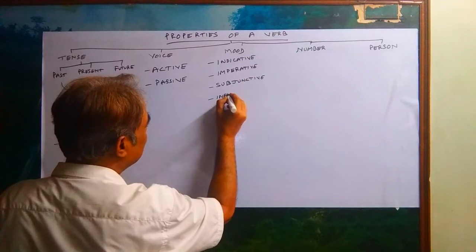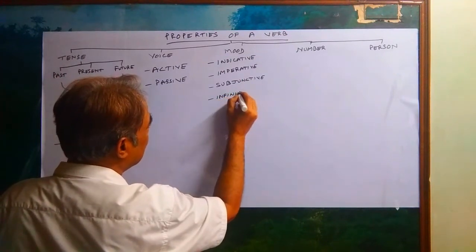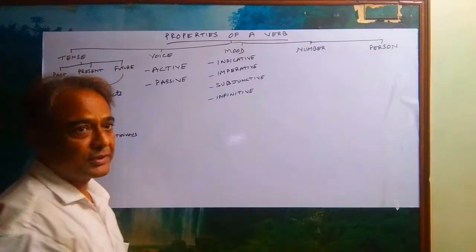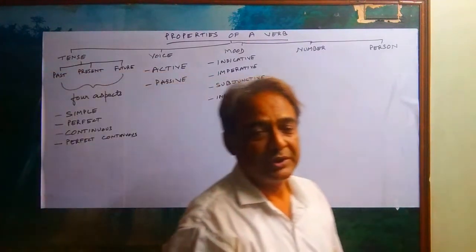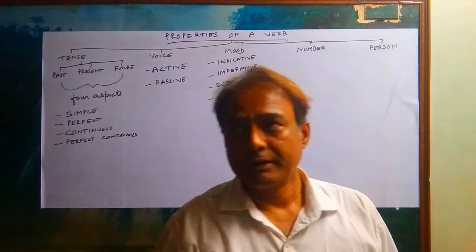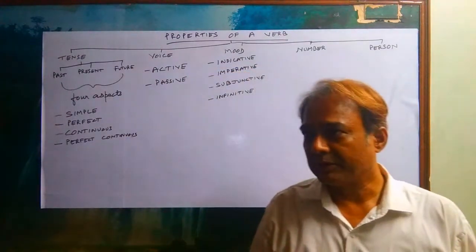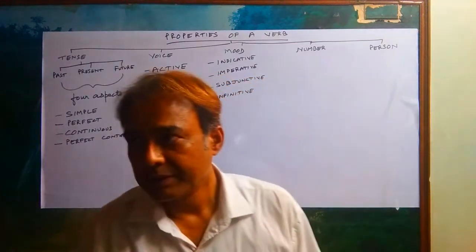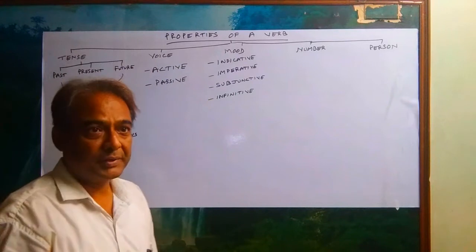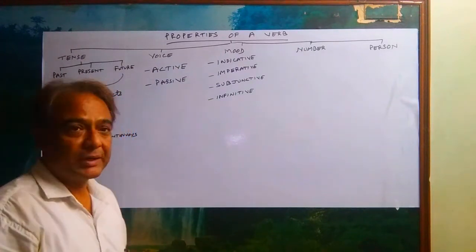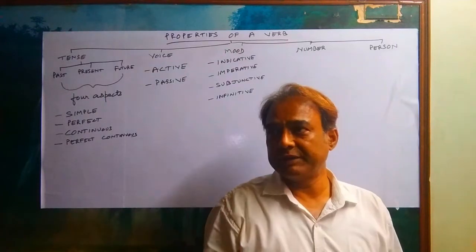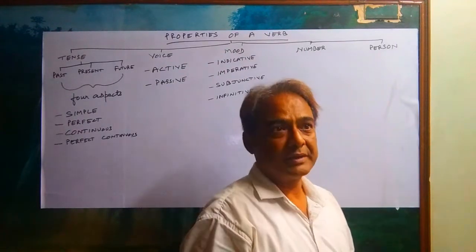And an infinitive mood. Infinitive mood is not used as a verb. It is used as another part of speech. Infinitive mood shows an action, event, or a condition, but it is used as another part of speech. For example, to err is human, to forgive is divine. Here, err and forgive are verbs, but they are used as nouns.